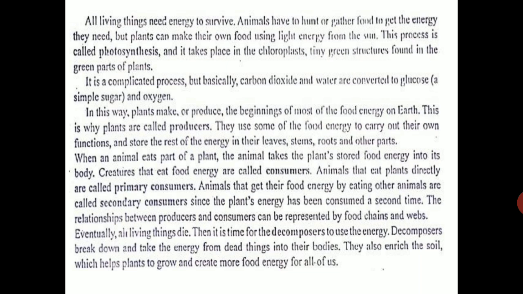In this way, plants produce the beginning of most of the food energy on earth. This is why plants are called producers. They use some of the food energy to carry out their own functions, and the rest of the energy is stored in their leaves, stem, roots, and other parts. When an animal eats part of the plant, the animal takes the plant's stored food energy into its body. Creatures that eat food are called consumers. Animals that eat plants directly are called primary consumers. Animals that get their food energy by eating other animals are called secondary consumers, since the plant's energy has been consumed a second time.